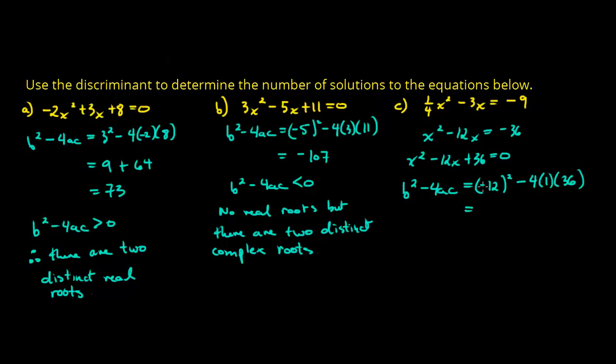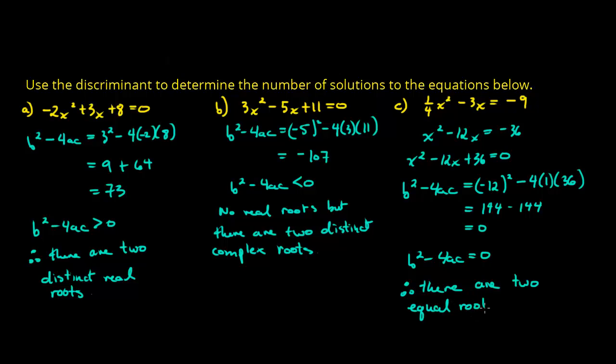If you evaluate this, negative 12 squared is 144, and 4 times 1 times 36 is 144. So we have 144 minus 144, which is equal to 0. So b squared minus 4ac is equal to 0. Therefore, there are two equal roots to this equation.